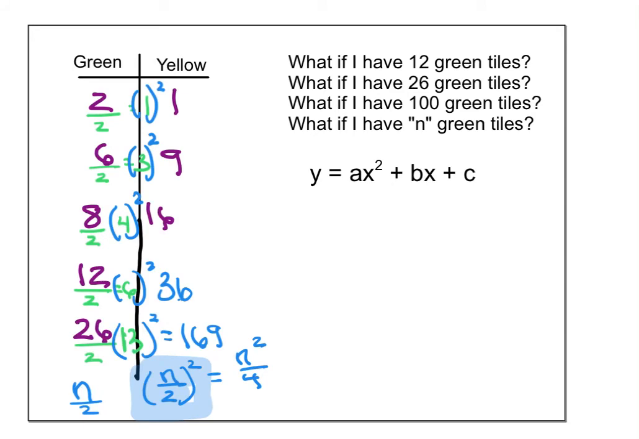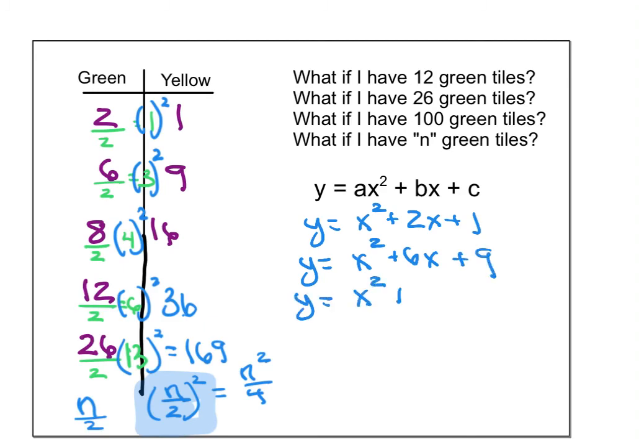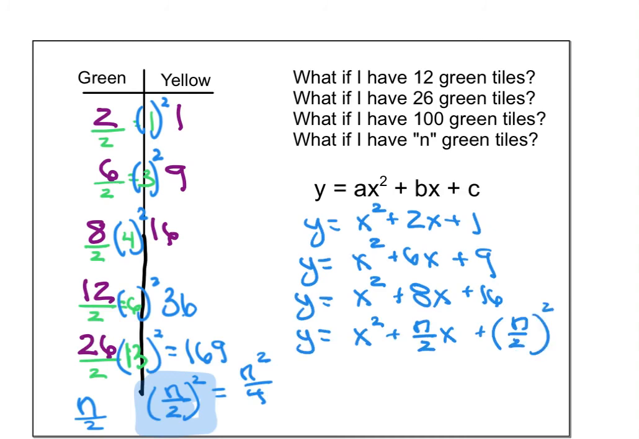So it's kind of neat to go back. We had y equals x squared plus 2x plus 1 was our first square we looked at. The second square we looked at was y equals x squared plus 6x plus 9. The third square we looked at was y equals x squared plus 8x plus 16. And then with the pattern, we'd have y equals x squared plus n x plus (n divided by 2) squared.